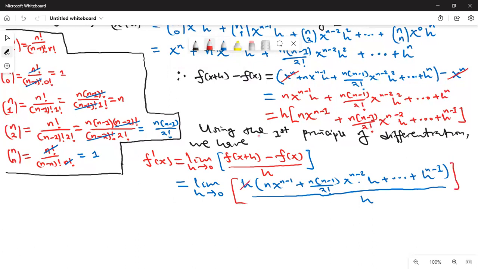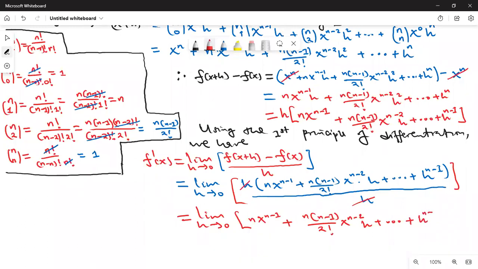And look at this, h will cancel with this. So it's like we have the limit as h approaches 0 of n x raised to n minus 1, plus, that should be a plus, n minus 1 over 2 factorial x raised to n minus 2 times h, plus so many other higher powers of h, plus the last one is h raised to n minus 1.